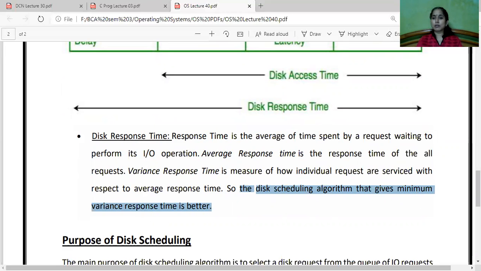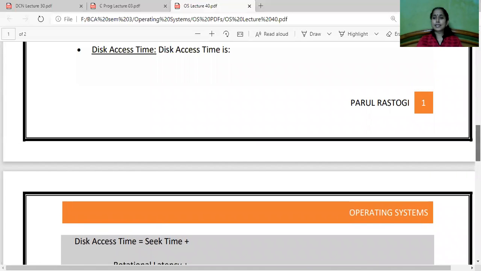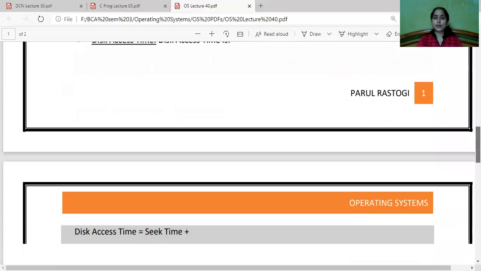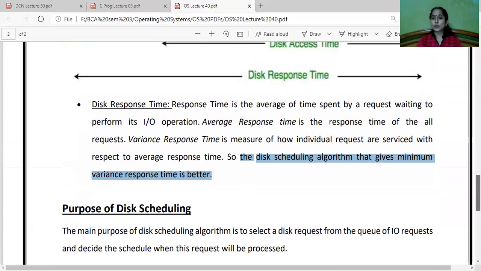So please, this is an important notice to all of you: all these terms we have just discussed, seek time, rotational latency, transfer time, disk access time and response time, along with variance response time and average response time, please remember these terms by heart. They are very, very often asked in your theory paper as well as your interviews and your viva.